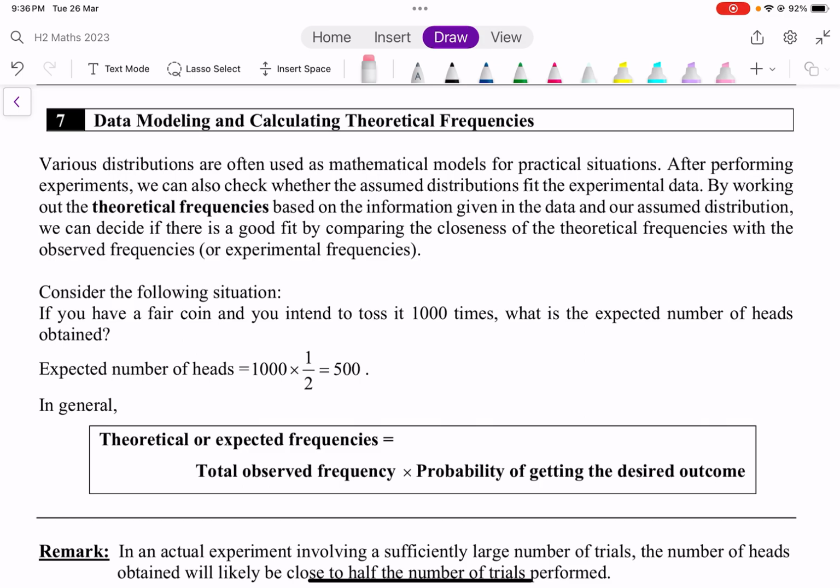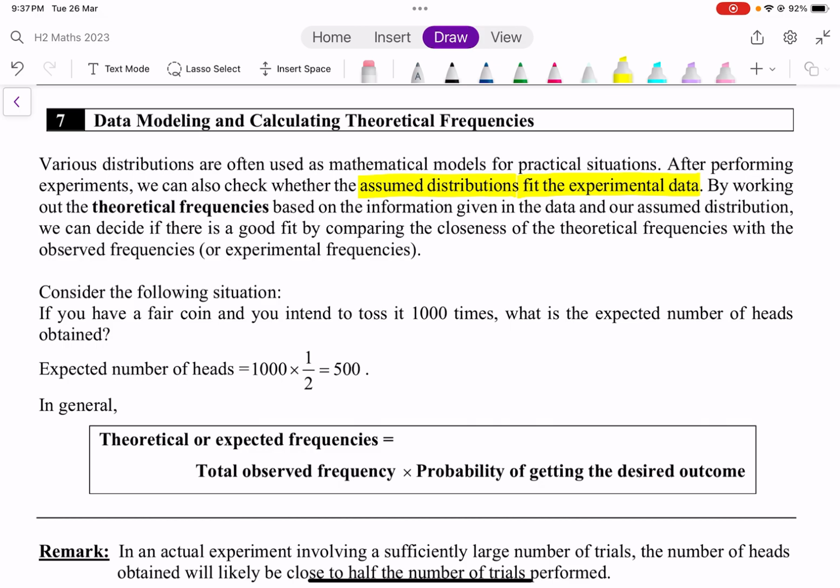So after carrying out experiments, we want to check whether the assumed distributions that we use will fit the experimental data. That means you carry out an experiment, you get some values, right? So you want to see whether the model actually fits the values that you obtained during the experiments.